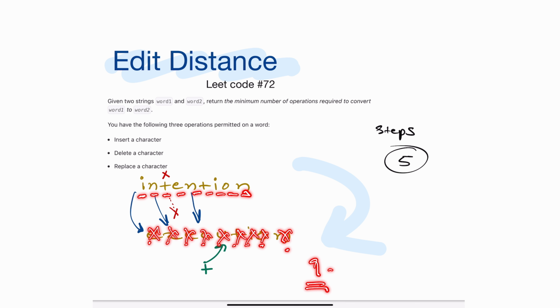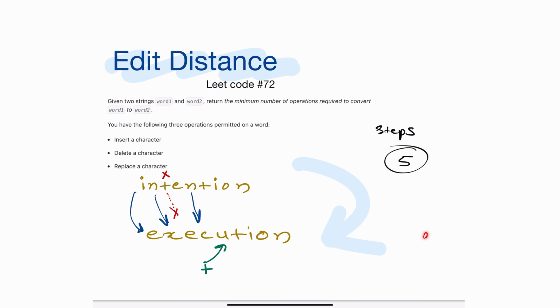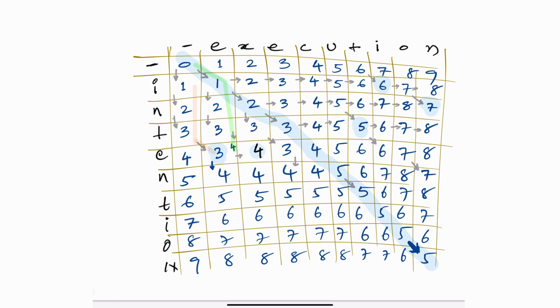That means additional 9. So it will be 18 steps to convert intention into execution. 9 characters I am deleting, which is intention, and then 9 characters I am inserting, which is another 9 steps. So total steps will be 18, which is the worst case of worst solution. Instead of that, what I am going to do is create a DP table.